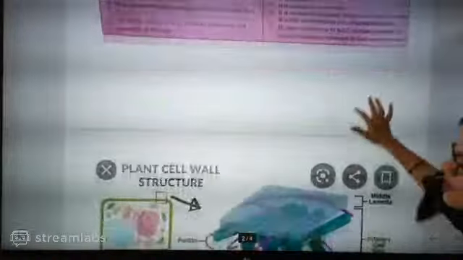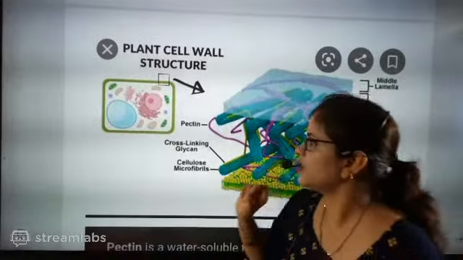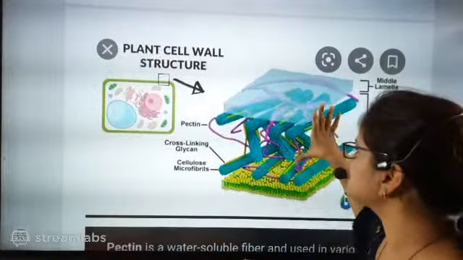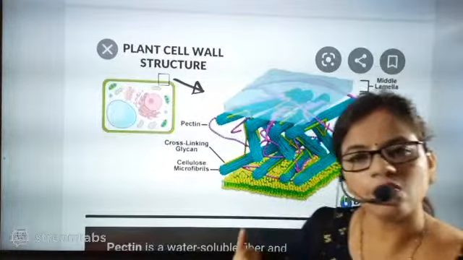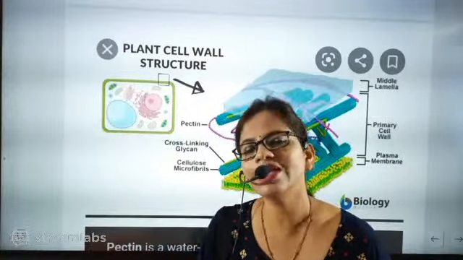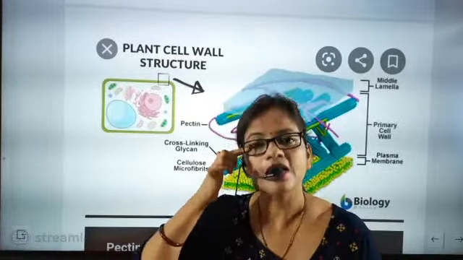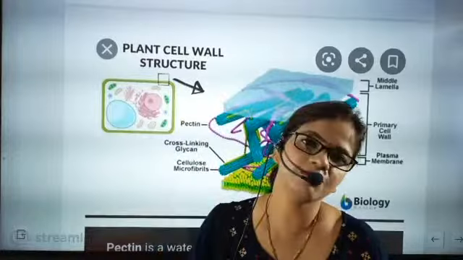Now I think you have seen how a cell wall looks. This is a plant cell wall. Again beta, I am telling you, this is exactly a plant cell wall. Cell wall is not present in animal cells. Cell wall is only present in plant cells.